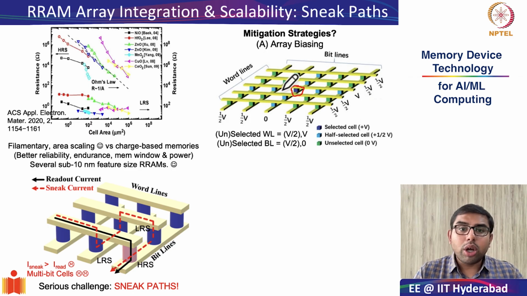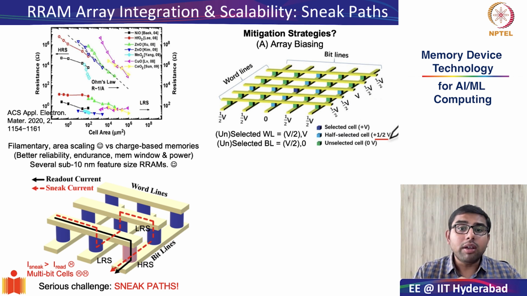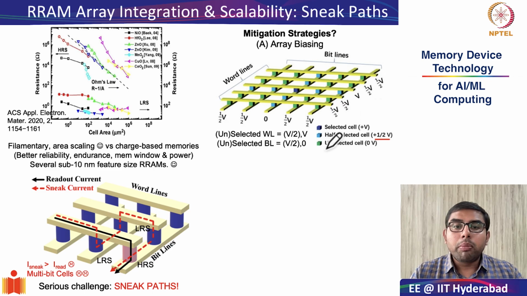The other are your half selected cells. Half selected cells are the ones which are on the same word line or bit line as your selected cell. On the half selected cells, the potential difference across them is just half of V, whereas in all other cells, the potential difference is 0.